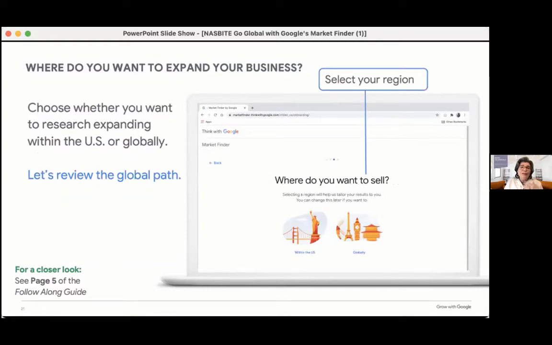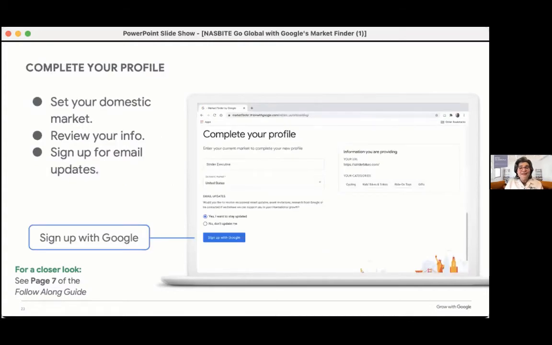The MarketFinder tool now will ask where you are, if you're interested in expanding your business within the US or globally. You can check the US, but let's see what happens when you select globally. At this point, you'll need to connect your Google account to go further into MarketFinder. The image on the slide shows the heading, "Complete your profile," or sign in with your Google account. If you don't have a Google account, create a profile. You have the option to receive relevant updates and other information from Google about events and research that may potentially help you continue to grow your business, but it's completely optional.